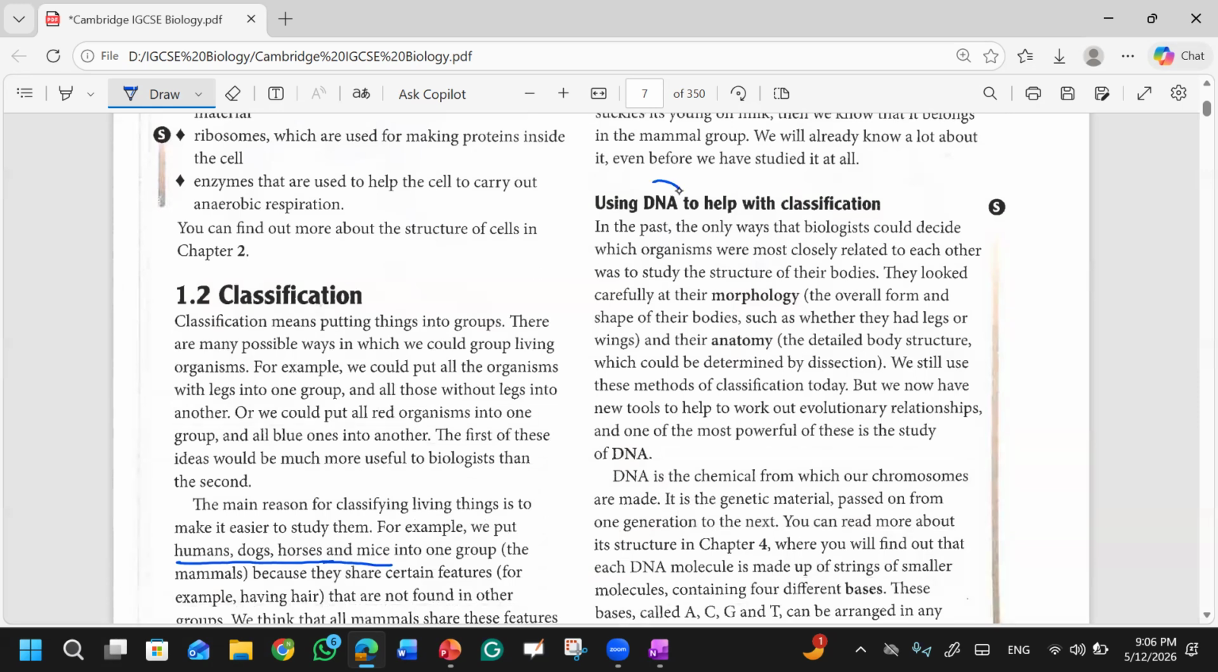Maybe inside the organs. Yeah, on the basis of DNA. Initially, they were just looking into the morphology of the organisms. Okay, and then they looked into the anatomy of the organisms, right?